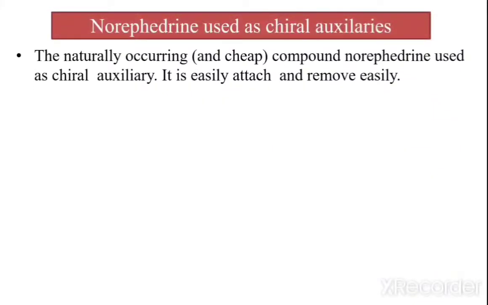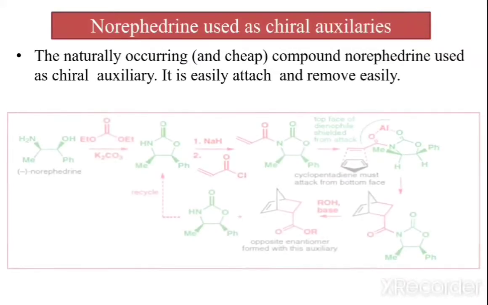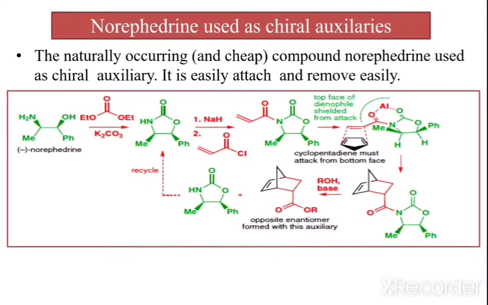Now next, norephedrine is used as a chiral auxiliary. Friends, the naturally occurring cheap compound, norephedrine, is used as a chiral auxiliary, and it is easily attached and easily removed. Here this is the structure of norephedrine. There is a simple reaction, and we get the chiral auxiliary. In the first step, the hydroxyl lone pair attacks this ketone with departure of one OEt group. In the second step, the NH2 attacks this ketone with departure of the second OEt molecule, and we get one intermediate, the chiral auxiliary.